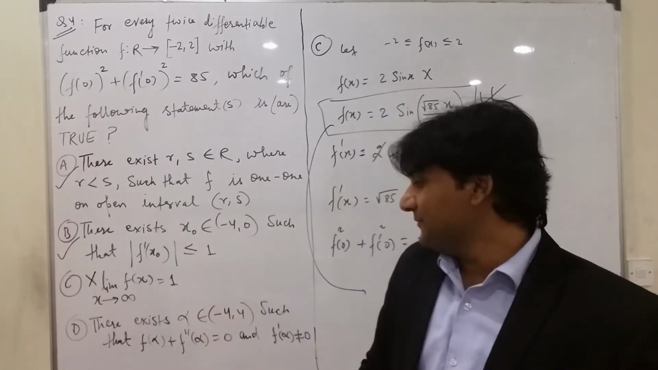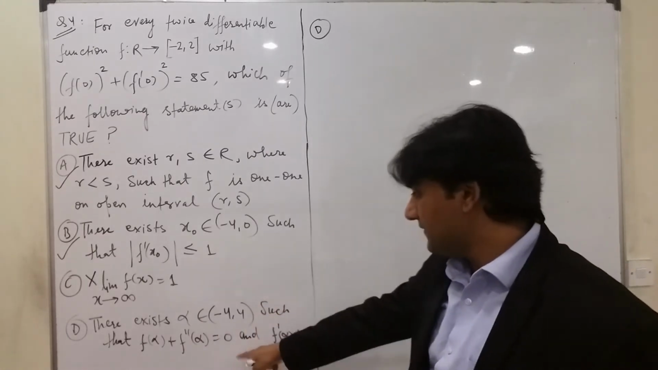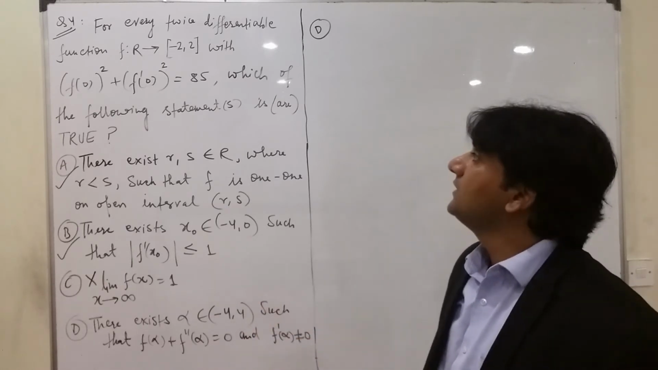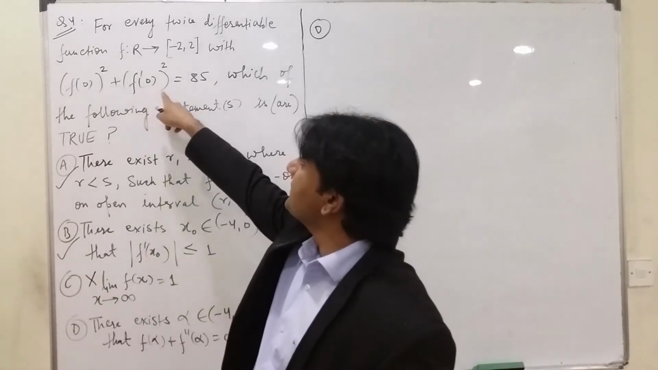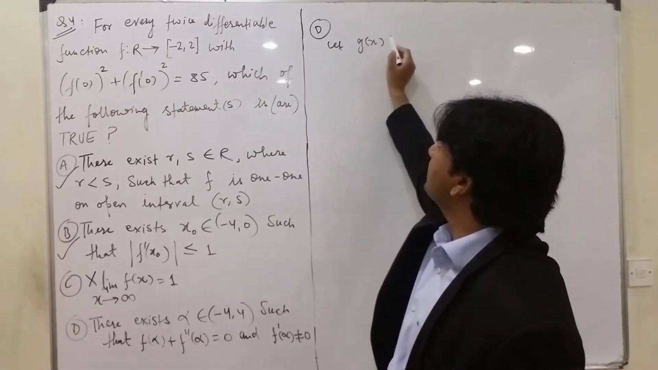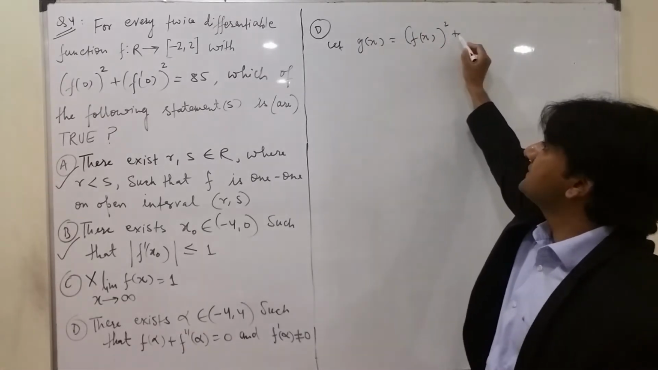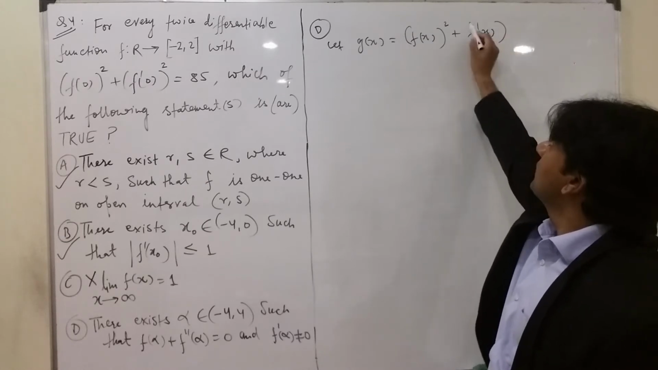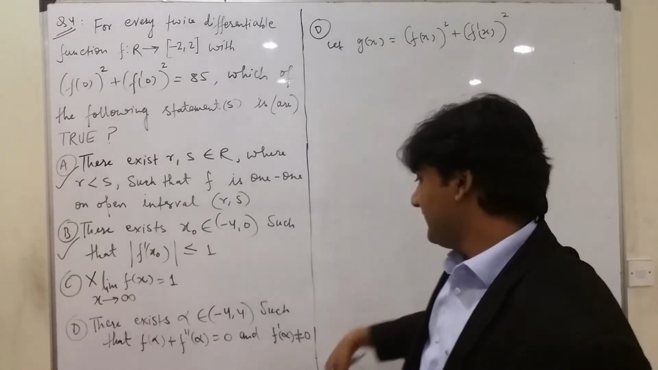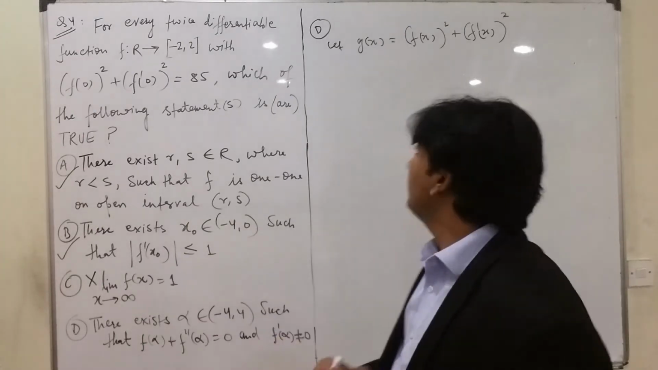Now it comes to option D. Let us understand. There exists alpha in (-4, 4) such that f(alpha) plus f''(alpha) equals 0 and f'(alpha) does not equal 0. We have to verify whether this statement is right or wrong. So what we have, f(0) whole square plus f'(0) whole square is 85. So let me consider a function g(x) equals f(x) whole square plus f'(x) whole square, where obviously alpha lies between -4 to 4.